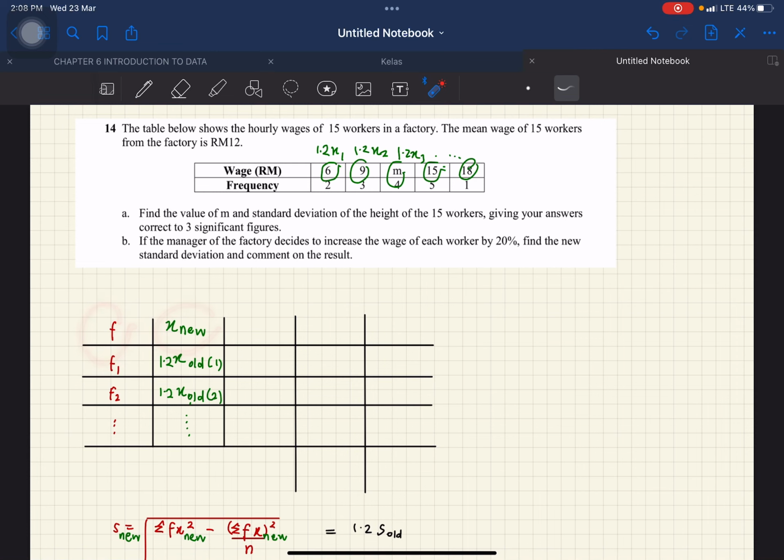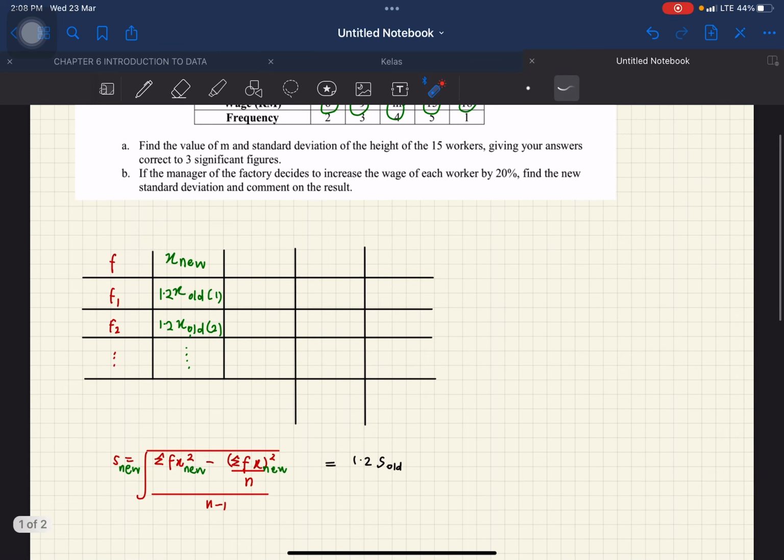Okay, so usually to find the standard deviation, we will have X, and then X square, and then Fx, and then you will need to have Fx square. So those are the things we will write and find in our table. Right, so the next thing is I want the new X square.